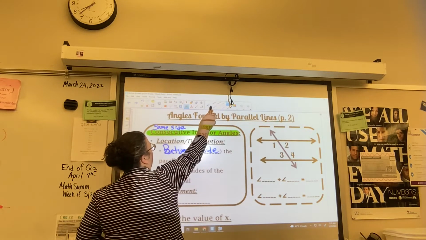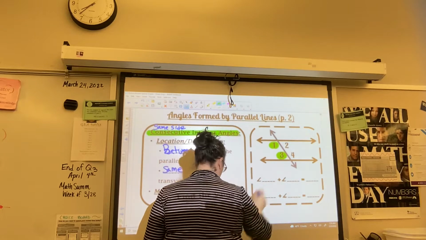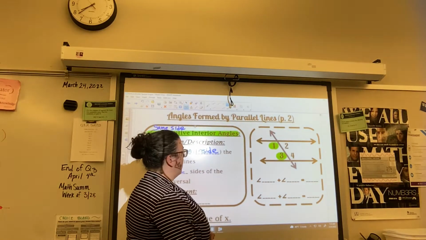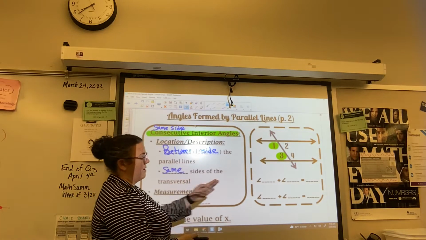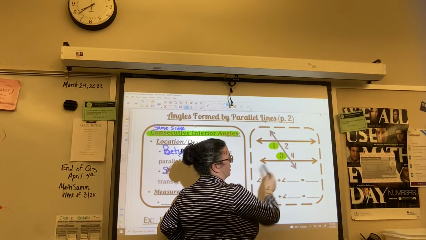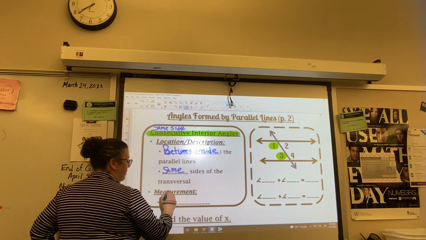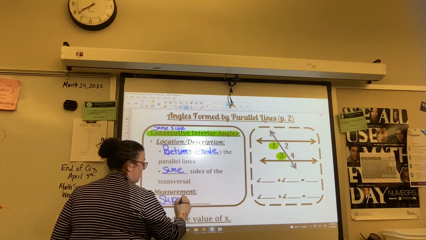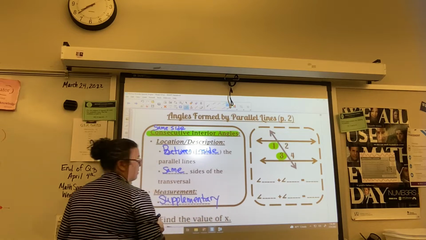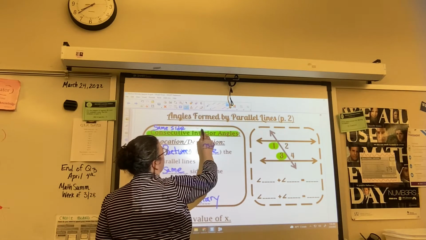So if we look at the actual angles on the same side of the transversal, angle 1 and 3 are between the parallel lines, but on the same side of the transversal. Since this one's an obtuse angle and that one is an acute angle, they're not going to be equal to each other. So their measurement is that they're going to be supplementary. Supplementary means that they're going to add up to 180 degrees.